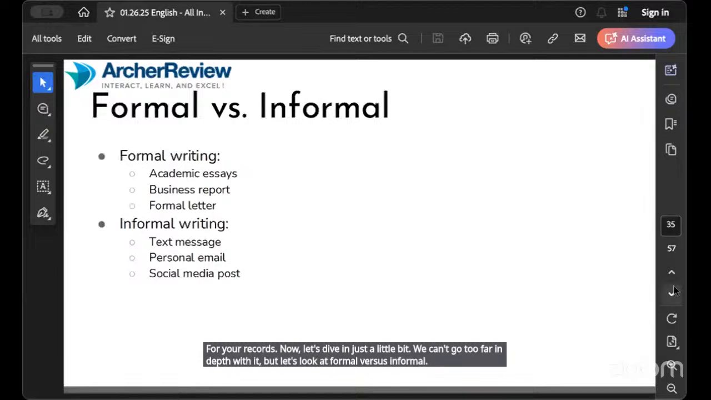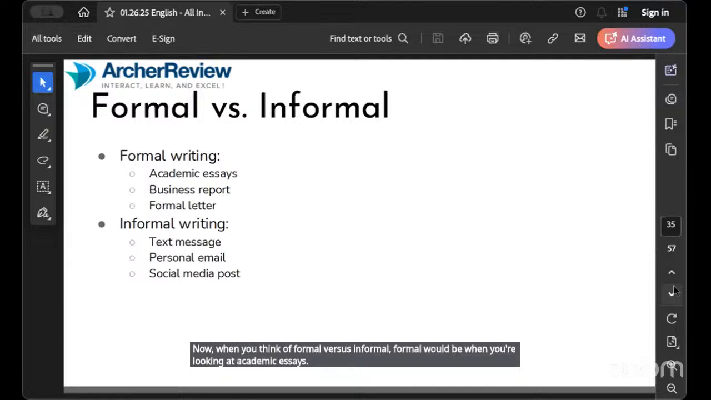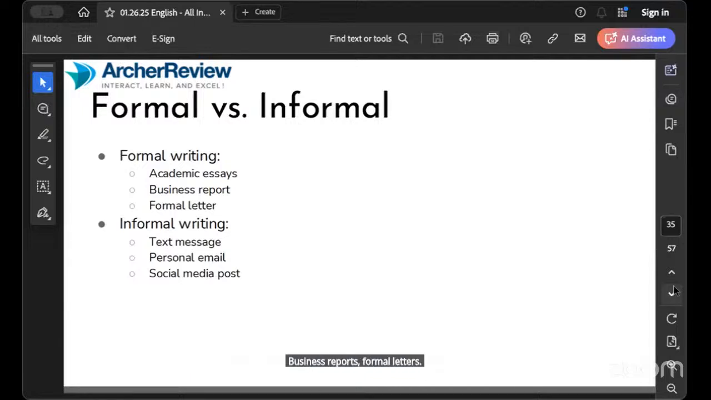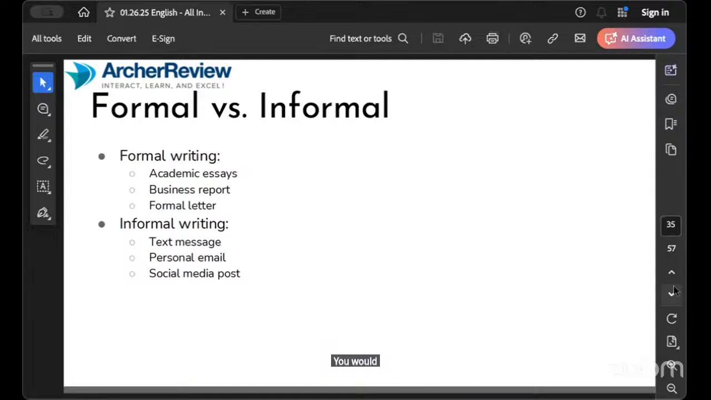Now, when you think of formal versus informal, formal would be when you're looking at academic essays, business reports, formal letters. Informal writing is if you send a text message to somebody or a personal email. Now, remember, there's emails that you send to your boss, and then there's emails that you send to your best friend. You would definitely word those differently, wouldn't you? Yeah. And then social media posts. So those would typically be informal.